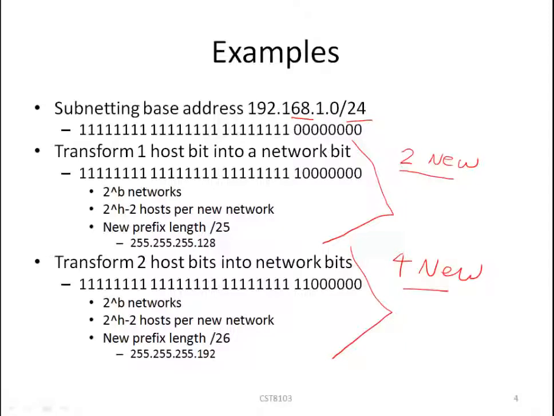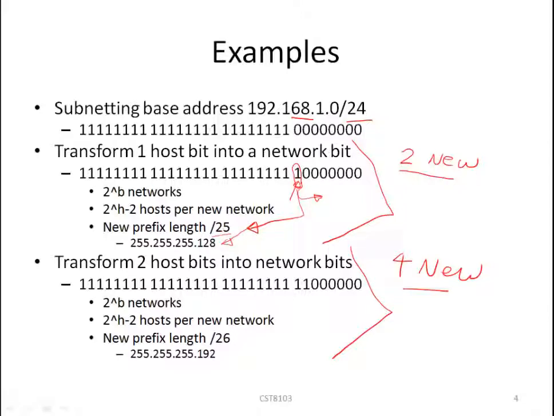As you can see, in the case where we borrow 1 bit, remember, this used to be a host bit, used to be a 0. We've transformed it into a network bit, therefore it becomes a 1. And our new subnet mask is 128, which is equivalent to a prefix length of 25.